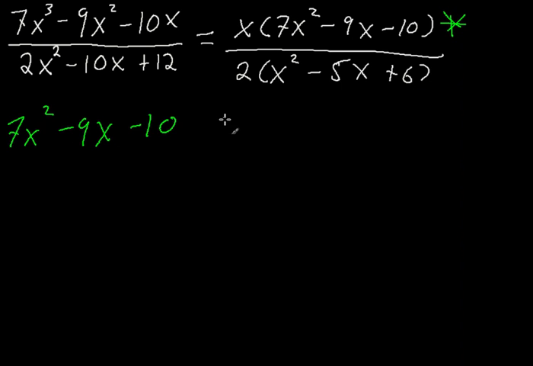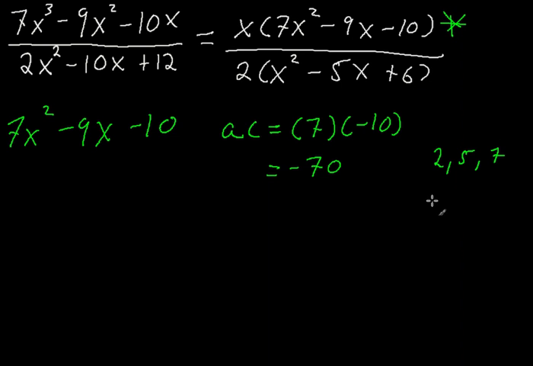I'm going to have to use the AC method. So that's going to be 7 times negative 10, which is negative 70. Now we have to come up with the factors of negative 70 which add to negative 9. I don't have the factors of negative 70 memorized, so I have to think about it. If I prime factorize negative 70, I can use 2, 5, and 7. I need them to multiply to negative 70 and add to negative 9.